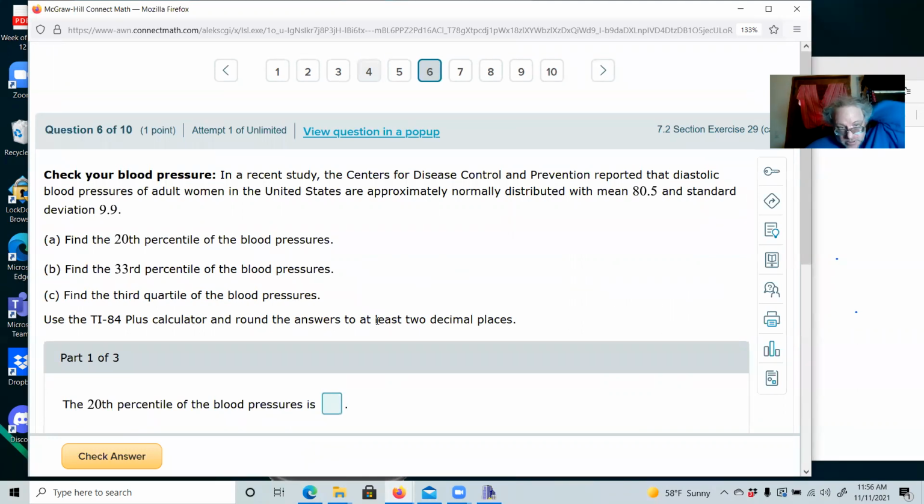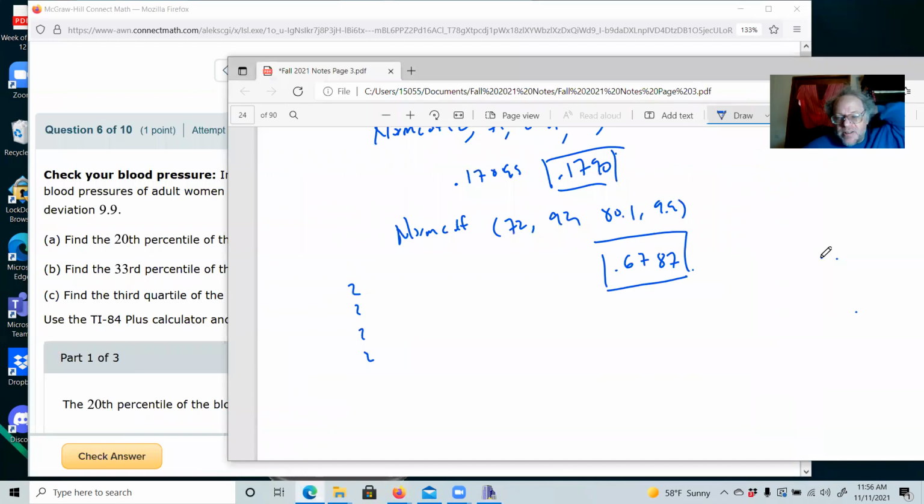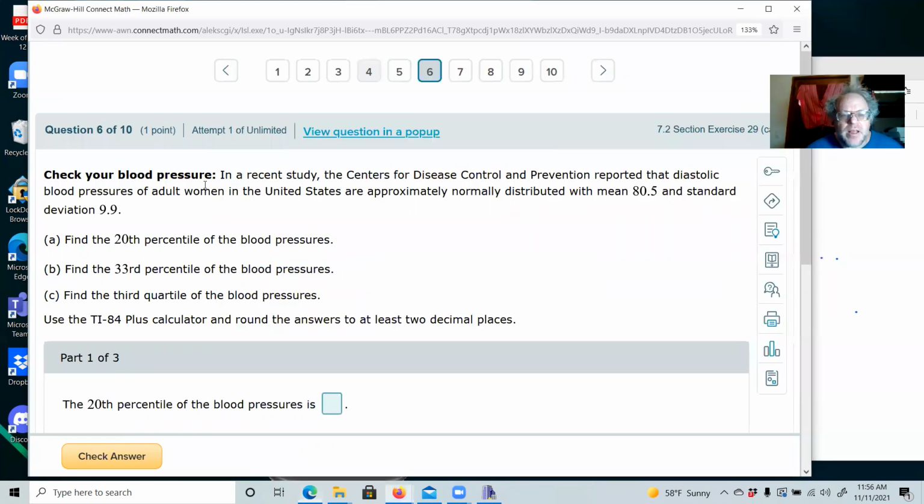Okay, so this one, not quite the same, right? It's 80.5 instead of 80.1, so you know where the randomization is. This is our mean. This is our standard deviation. So this is find the 20th percentile. Notice how this is a different wording. They give us a percentile and they say, tell me the blood pressure that leads to this percentile.